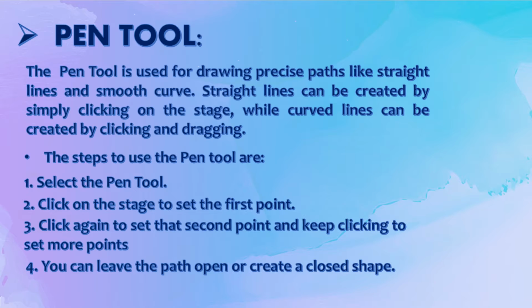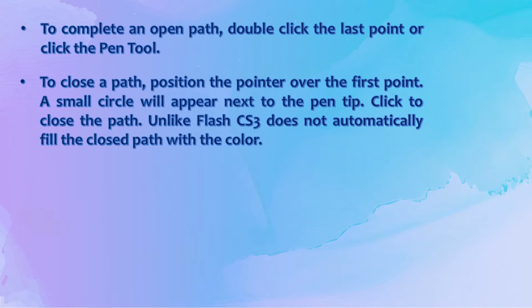Click on the stage to set the first point. Click again to set the second point and keep clicking to set more points. Flash automatically connects the points as you set them. You can leave the path open or create a closed shape. To complete an open path, double-click the last point or click the pen tool.